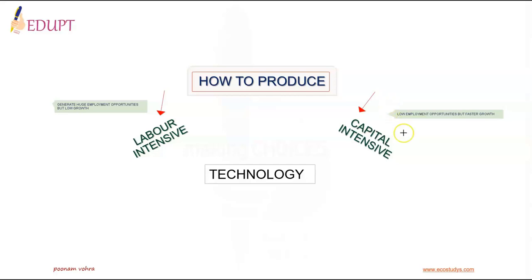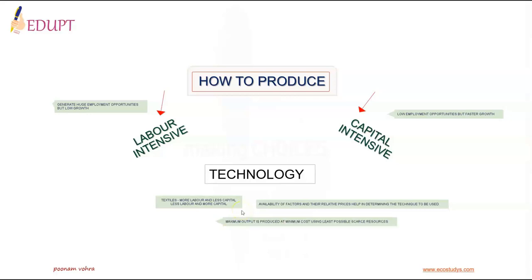For example, textiles. Should textiles be produced with more labor and less capital or less labor and more capital? It's the availability of factors and their relative prices that help in determining the technique to be used. The purpose is to combine the factors of production in such a manner so that maximum output is produced at minimum cost using least possible scarce resources.